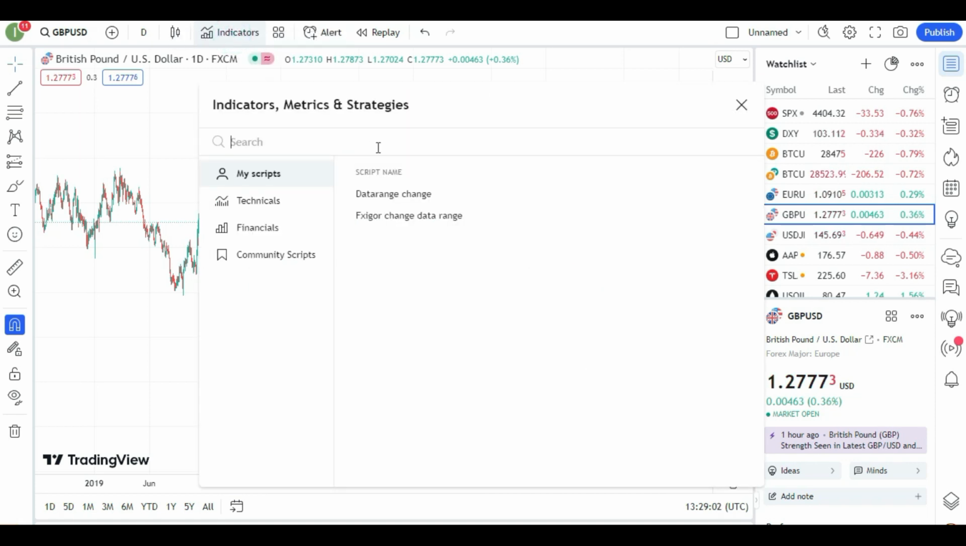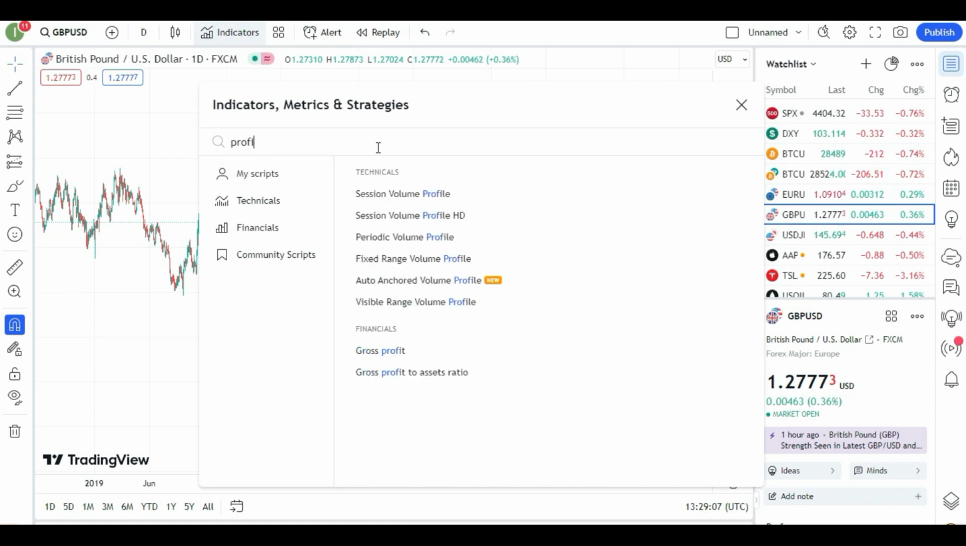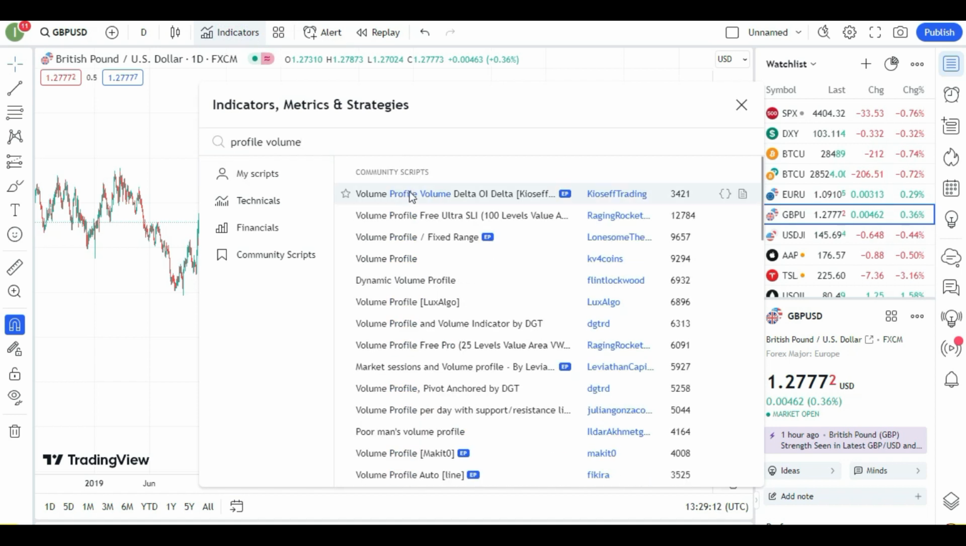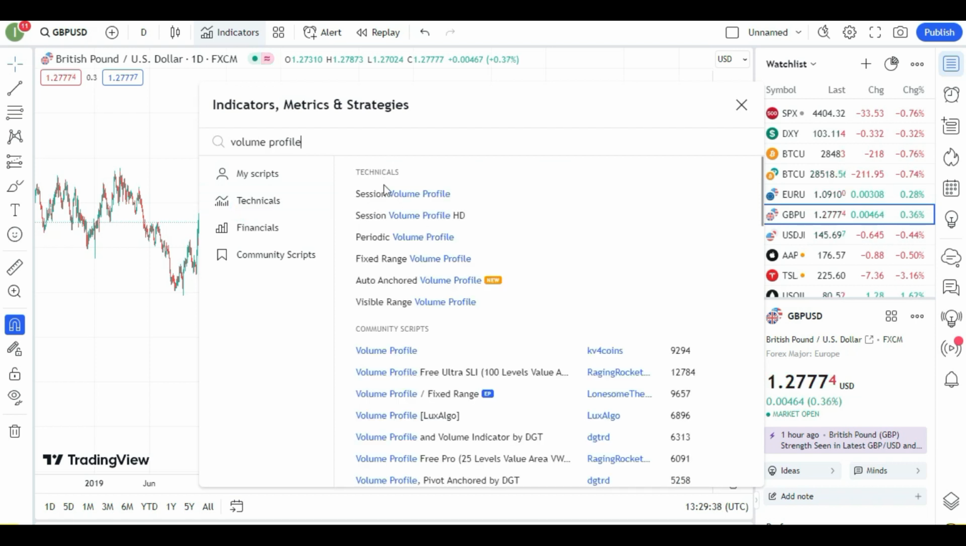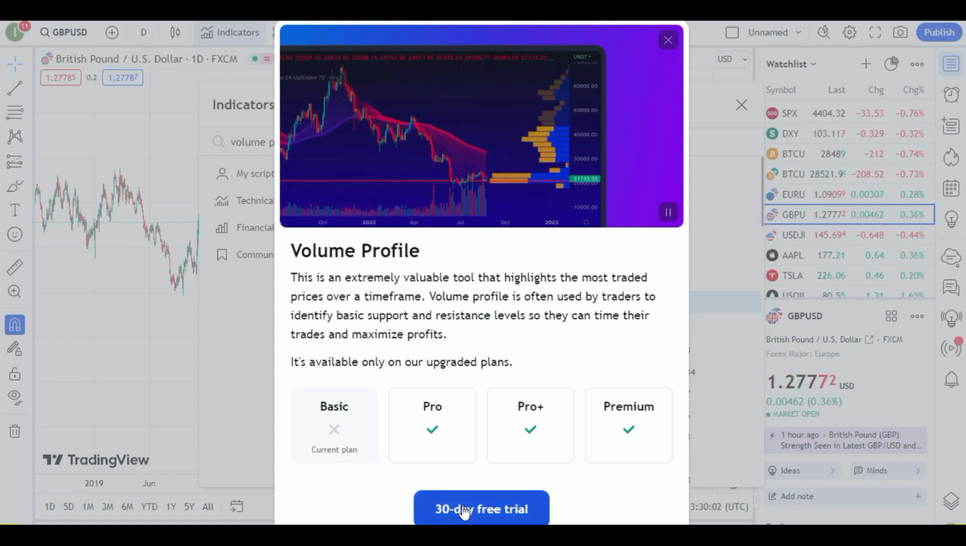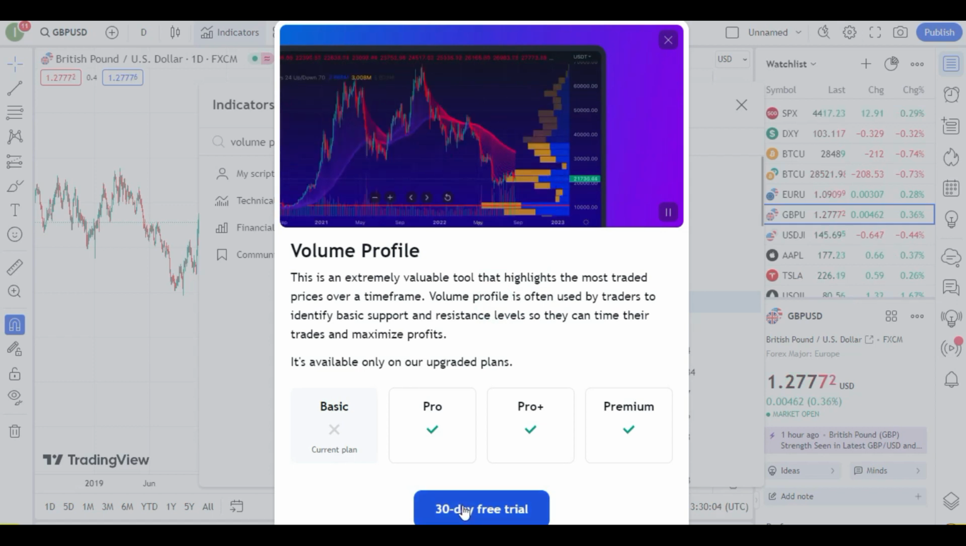If you go to indicators and type volume profile, you will get a script, and as you can see, I will just pick from here. You will get a list of several indicators. However, what we want to find is a script called Visible Range Volume Profile. But there is a huge catch here. You need to pay for this indicator. If you press like this, you will get this window and you need to pay or go to the 30 days free trial.